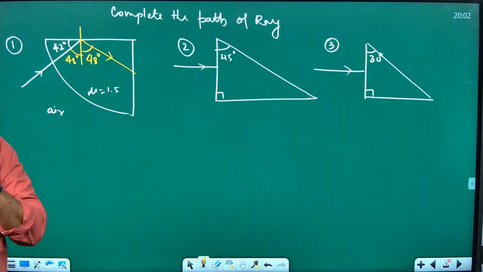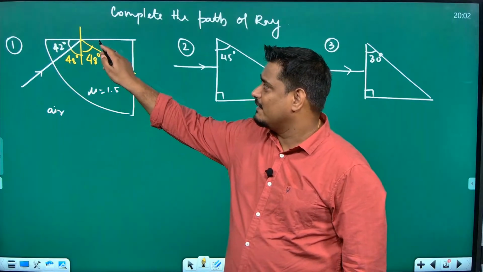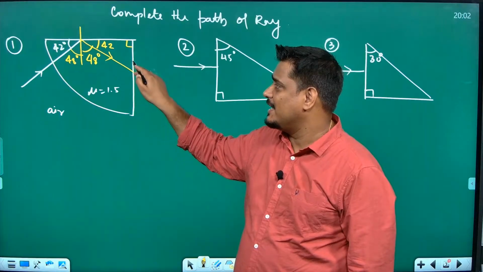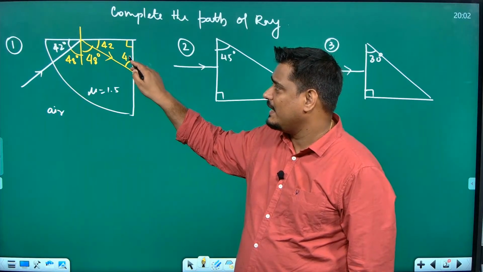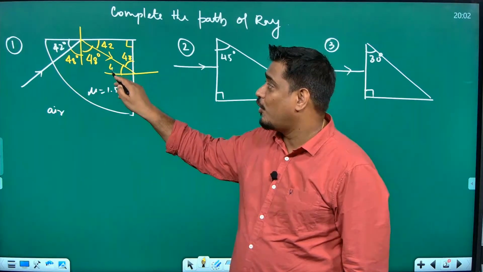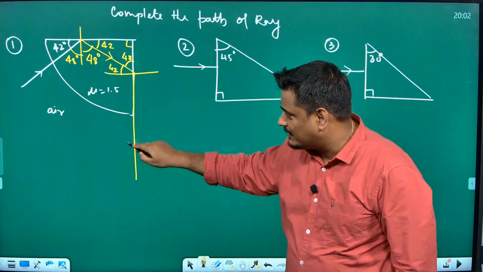It's your duty. How to check that? We can check easily. If this is 48, what will be this? 42. This is how much? 90. How much will be this then? 48. If I draw the normal, what will be this angle of incidence? 42 means what? Critical angle, grazing, it will come out like this.